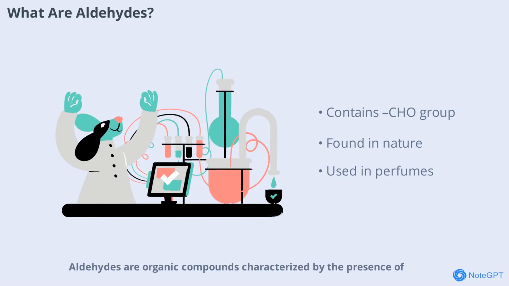Aldehydes are organic compounds characterized by the presence of a carbonyl group bonded to at least one hydrogen atom. This functional group, written as CHO, is what gives aldehydes their distinct chemical behavior. You'll find aldehydes in nature, such as in the aroma of cinnamon and vanilla, and they're also used in the manufacture of dyes, perfumes, and plastics. Their reactivity makes them essential intermediates in many chemical reactions. Let's look closer at their structure and see what sets them apart from other compounds.